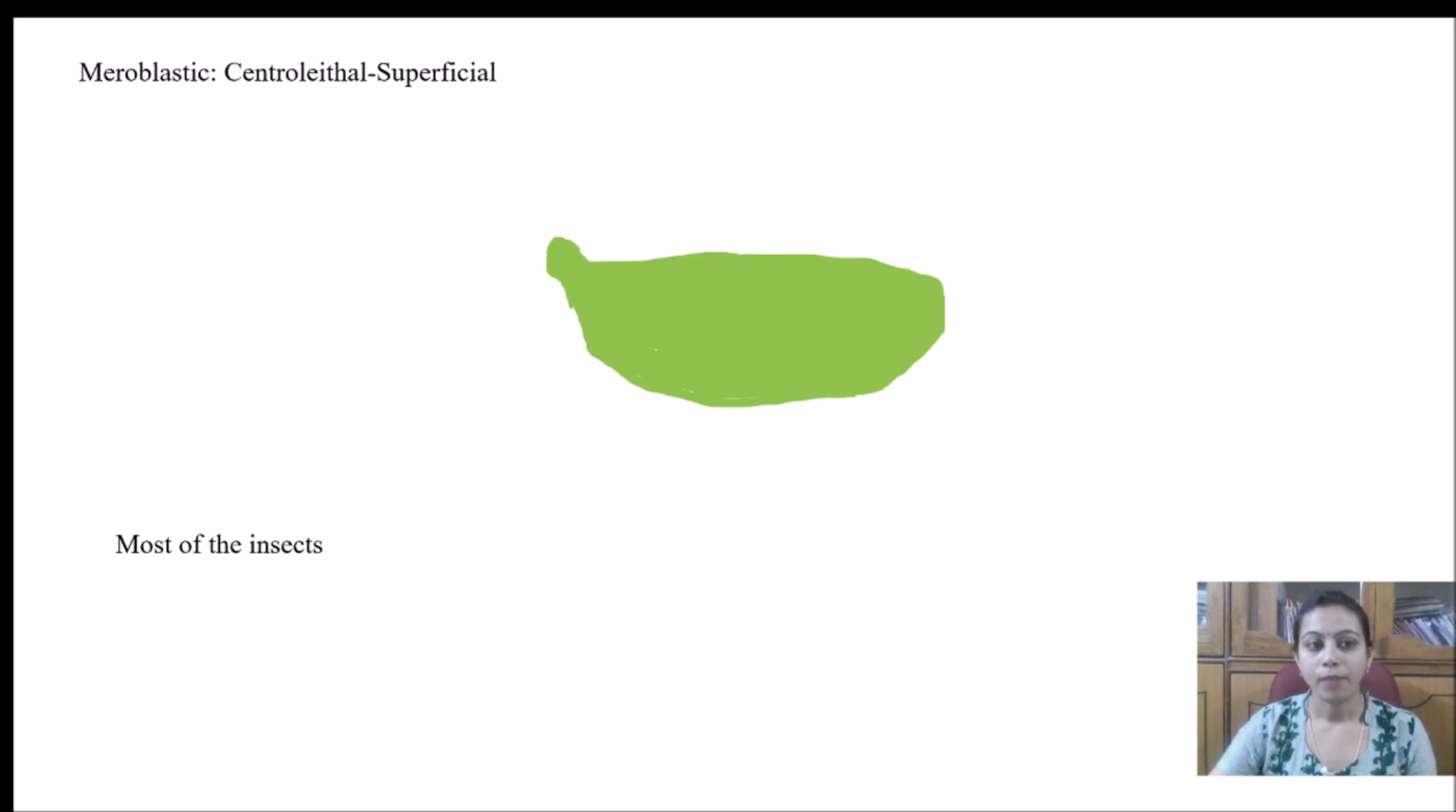Now finally we have moved to the question which was based on the centrolecithal. So centrolecithal was what? Superficial type of cleavage takes place in this case. This is also meroblastic, or incomplete division, and this type of cleavage is very much different from all the others.